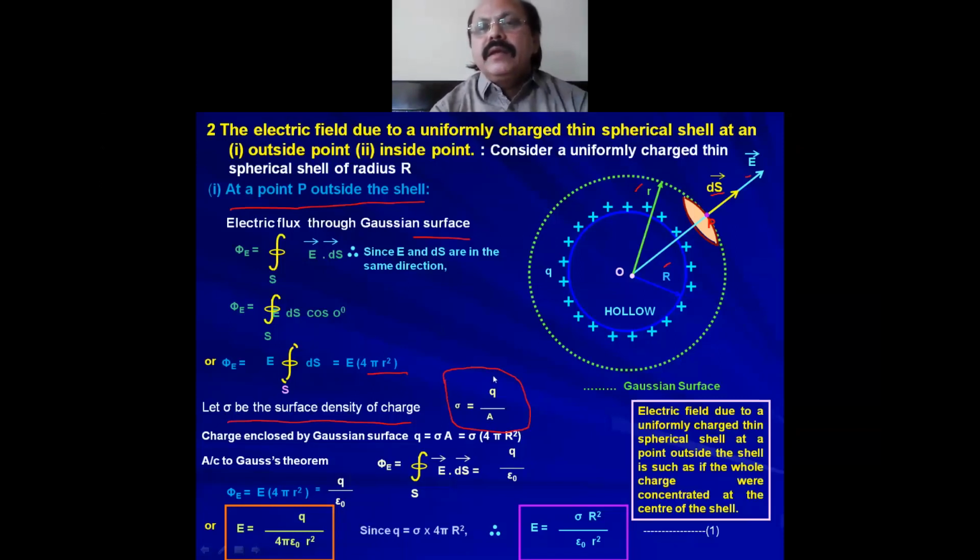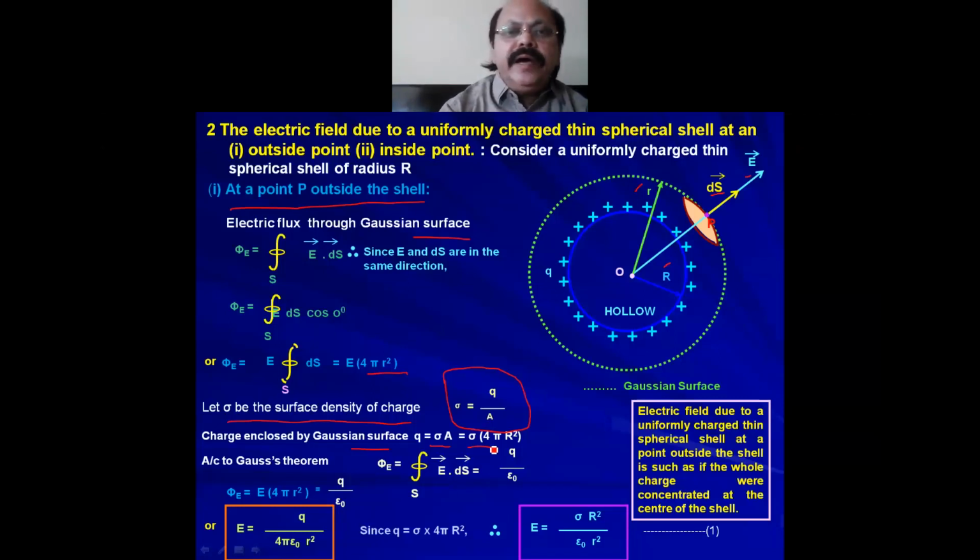Now you remember it. Here, the area that you have to take is the area of the spherical shell, because the charge is distributed over the surface of the spherical shell. So that's why the charge enclosed by the Gaussian surface is Q equal to sigma A, and A is the area of the spherical shell, that is 4 pi r square. Then the charge enclosed becomes Q equal to sigma 4 pi capital R square.